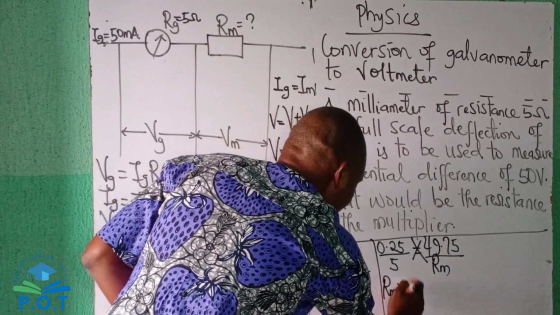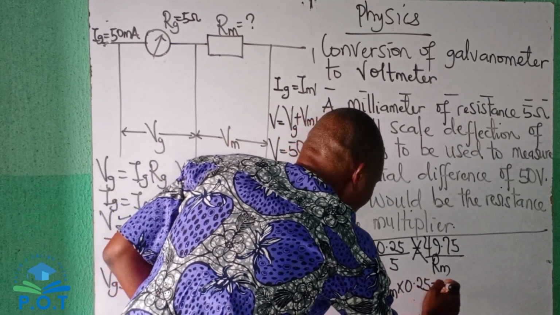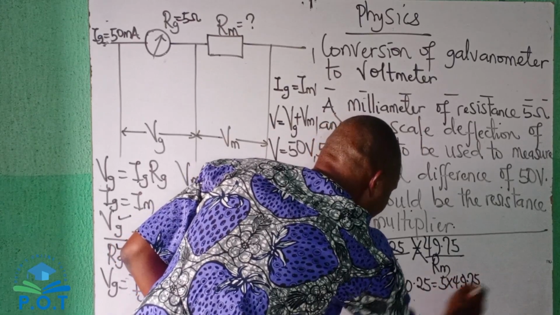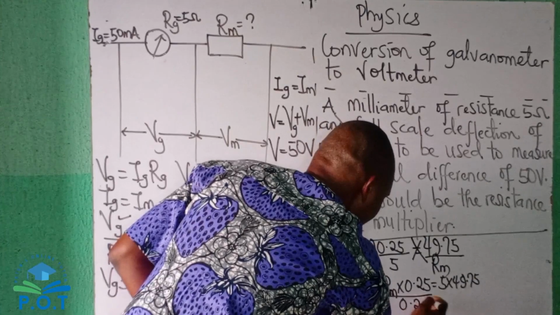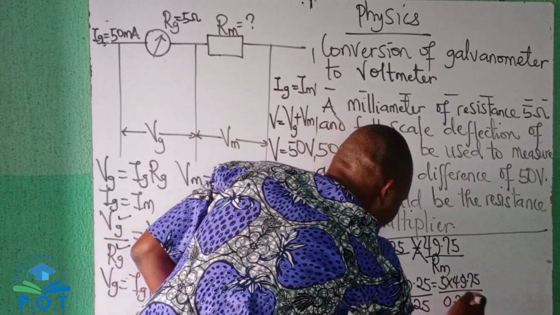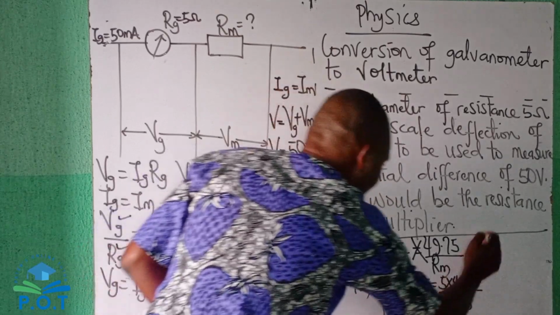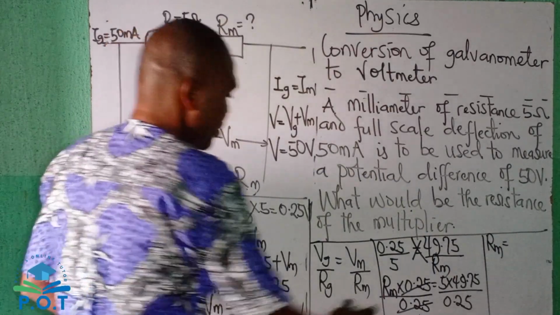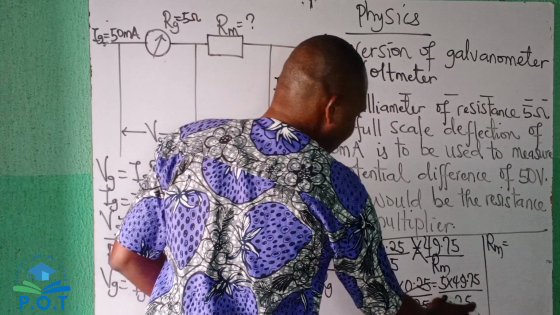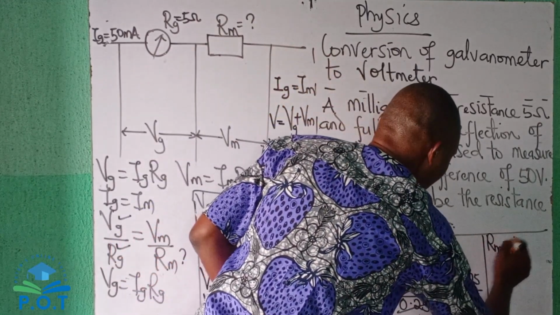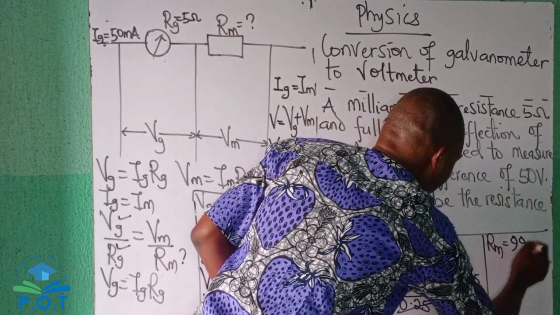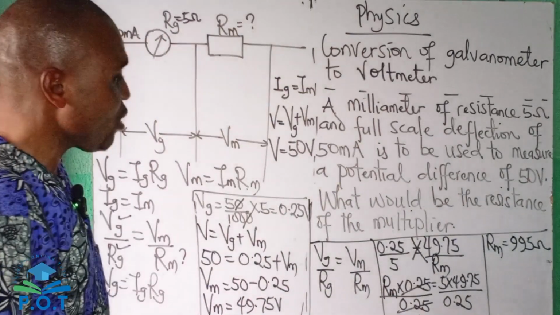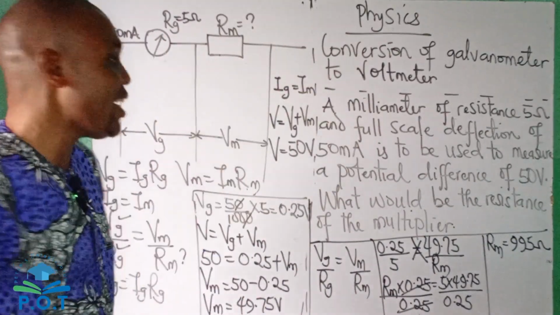Now cross multiply. Rm times 0.25 equals 5 times 49.75. Divide both sides by 0.25, and this cancels this. At the end of the day, our Rm is equal to 5 times 49.75 over 0.25, which gives us 995 ohms. So like I said before, the resistance of the multiplier is high. So that is what I answered.